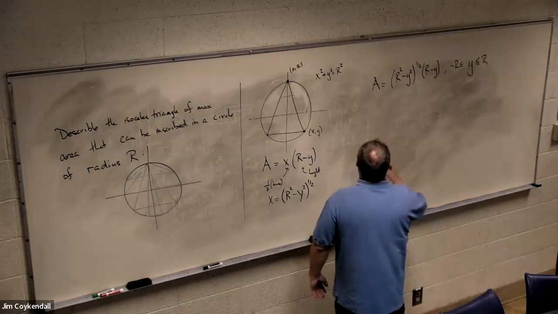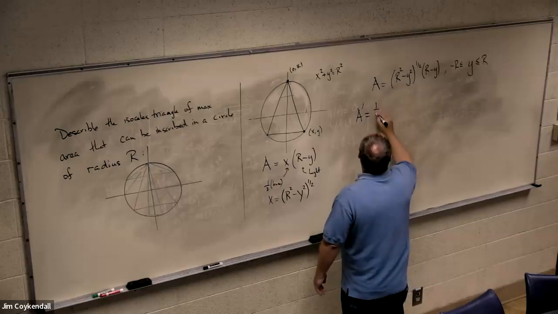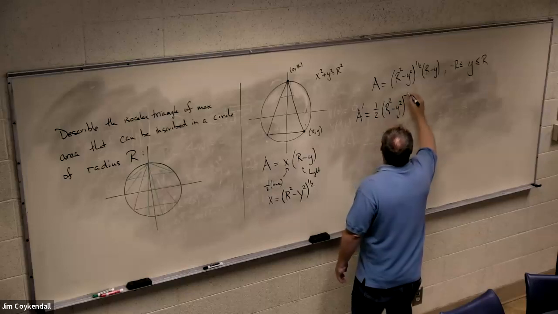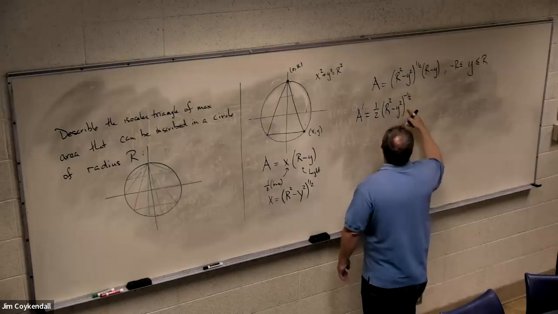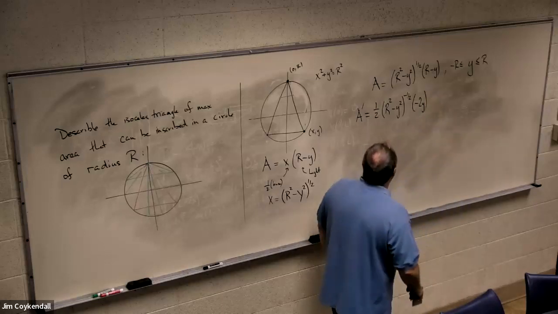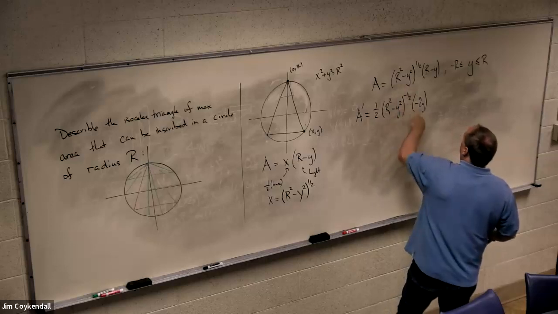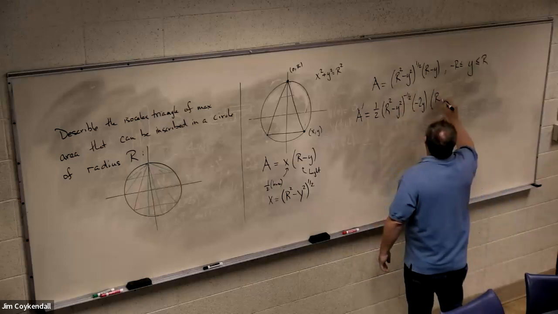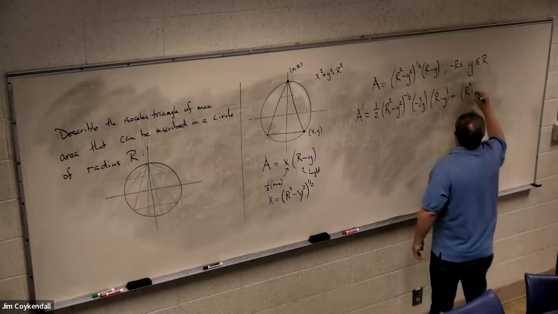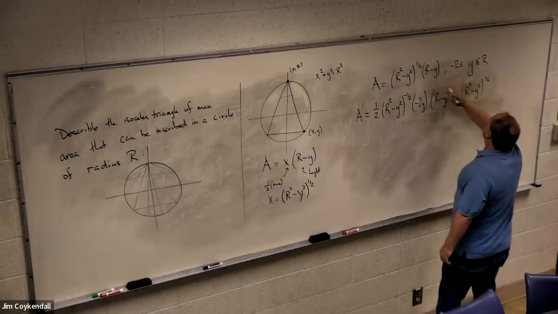At this point, let's take the derivative. Derivative of this. So I've got the derivative of this, one-half times the (r squared minus y squared) to the minus 1/2 times minus 2y, that's the other piece, plus r squared minus y squared to the 1/2 times the derivative of this.